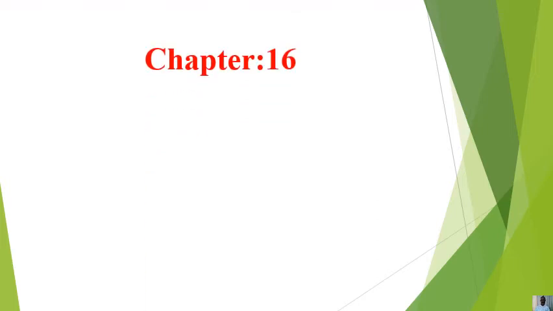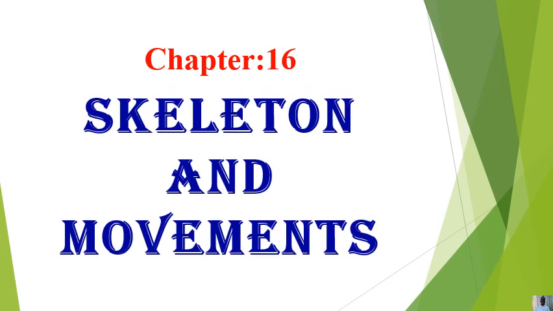Then comes chapter number 16, titled Skeleton and Movements. In skeleton and movements, we'll understand the meaning of movements and locomotion, the variety of muscular movements, the types of muscles, the mechanism and physiology of muscle contraction, the skeletal system of the human body, the axial skeleton, the appendicular skeleton, and towards the end, the disorders of muscles and bones.